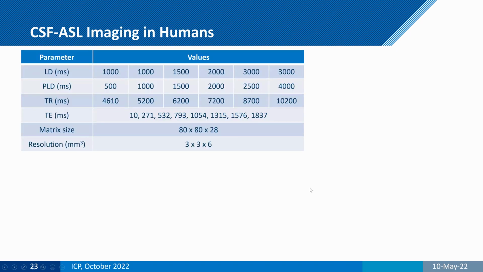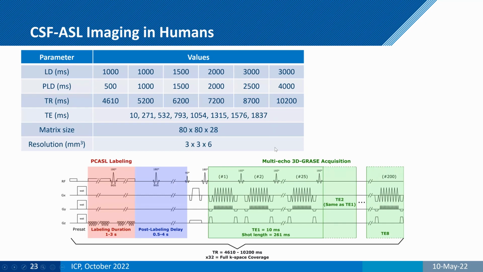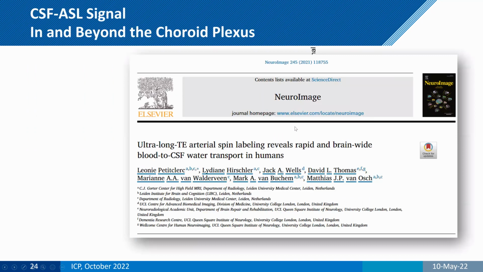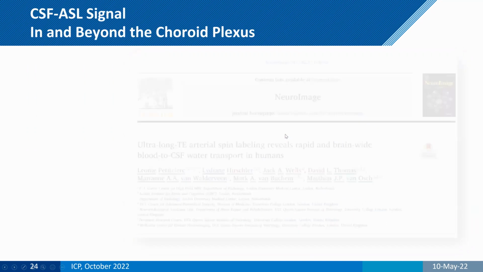Now, we like this study very much, and we try to replicate this in humans. Therefore, we also had a similar scheme with increasing labeling durations and post-labeling delays. We used a multi-echo 3D GRASE readout and actually see that our echo times became as long as almost 2 seconds. And this is all measured at a typical resolution of ASL, so a low resolution. This is published in this paper by Leonie. And these are the results.